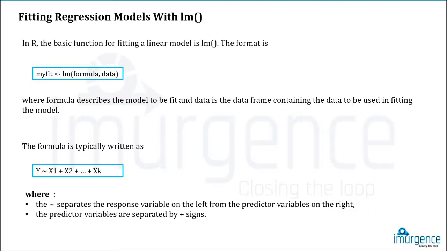You don't need to think about what OLS is and how the algorithm will work, because the lm function will take care of that. You will get an optimized model out of it. The formula is typically written as y tilde x1 plus x2 plus xk, depending upon the number of independent variables you want to pass in the model. The tilde separates the response variable on the left from the predictor variables on the right.